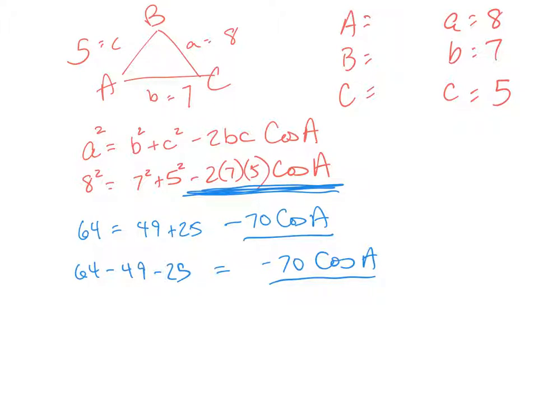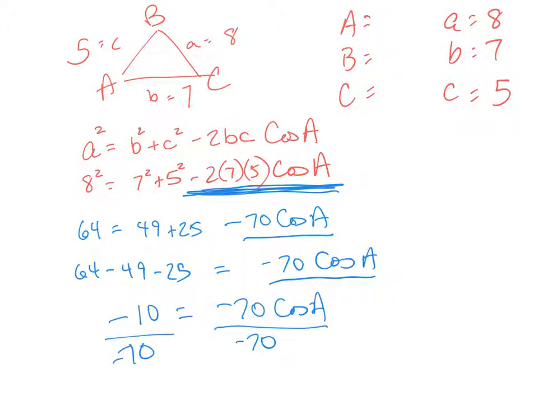Now tell me what the answer is on the left side. Negative 10 equals negative 70 cosine of A. Now you can divide by negative 70, and you get 1/7 equals cosine of A. So how do I find A? Hit second cosine of 1/7, and it'll give you the big A.